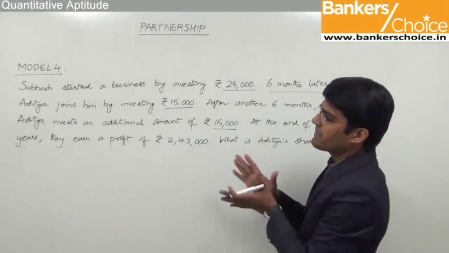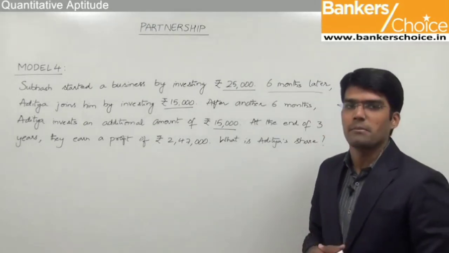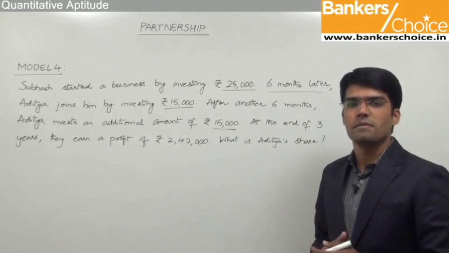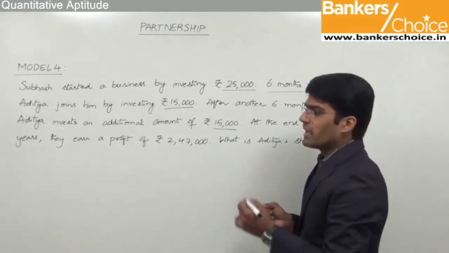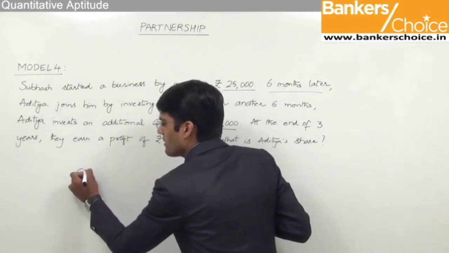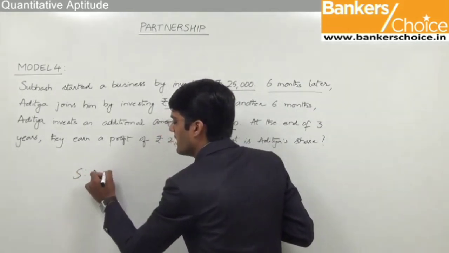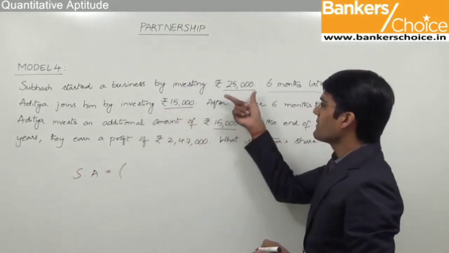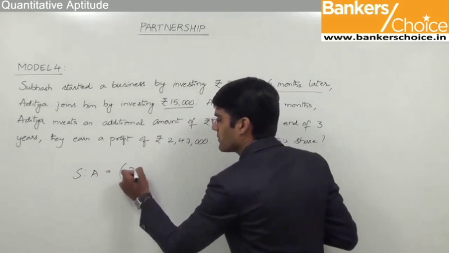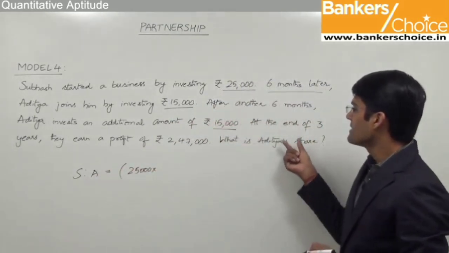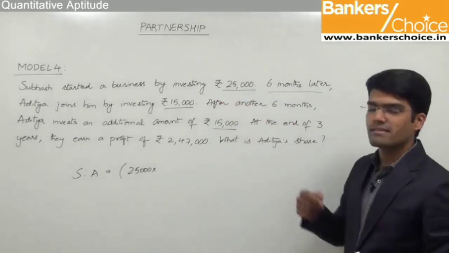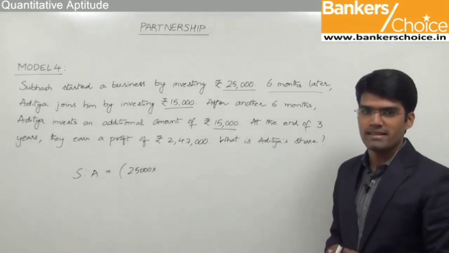Now again, the concept behind solving the question remains same. That is nothing but the profit of a person depends on his investment into the time of investment. So the ratio here can be taken as profit of Subhash is to profit of Aditya will be equal to investment of Subhash, that is 25,000, into the time period for Subhash investment is the total 3 years, because Subhash started the business and at no point he has left the business.